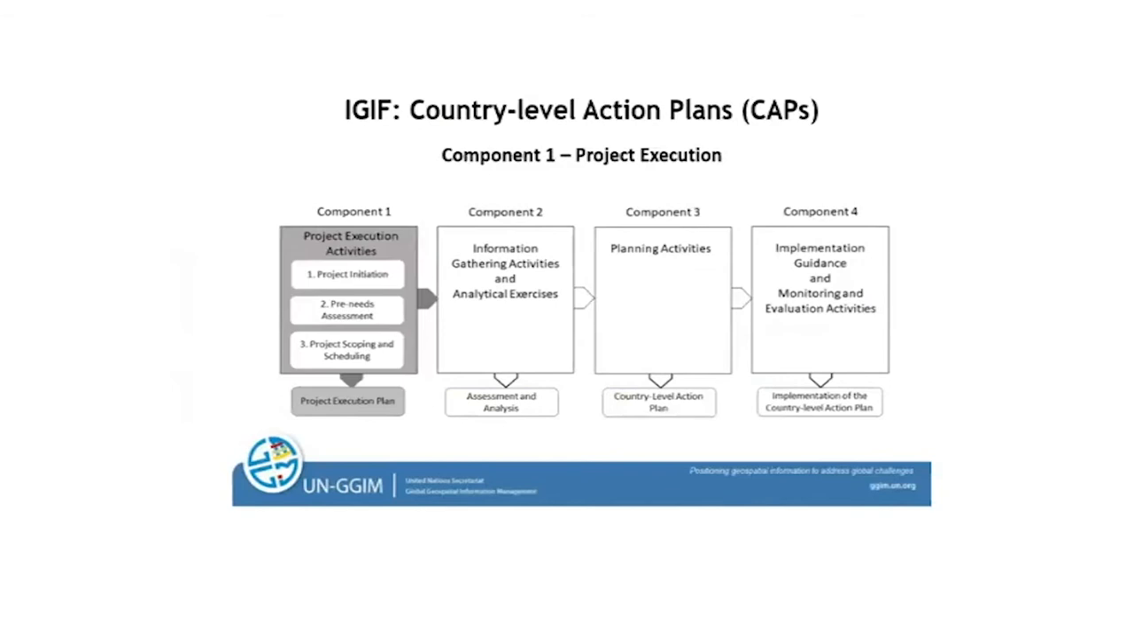Component 1, the project execution, deals with the initiation of the project, the pre-need assessment, the project scoping and scheduling, and the output of this component is a project execution plan.